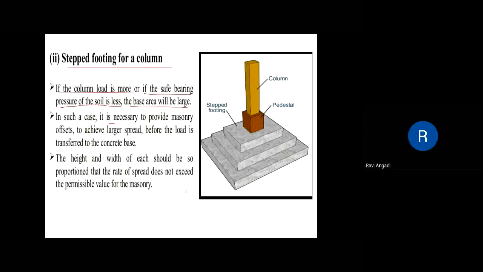So in such a case, it is necessary to provide masonry offsets to achieve a larger spread before the load is transferred to the concrete base. The height and the width of each step should be so proportioned that the rate of spread does not exceed the permissible value for the masonry. If you are providing masonry, whatever the permissible capacity of the masonry is, that should not be exceeded. Likewise, you need to transfer the loads stage-wise. So this is about a stepped footing for the column.